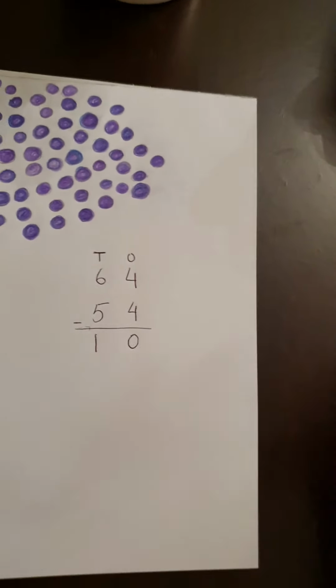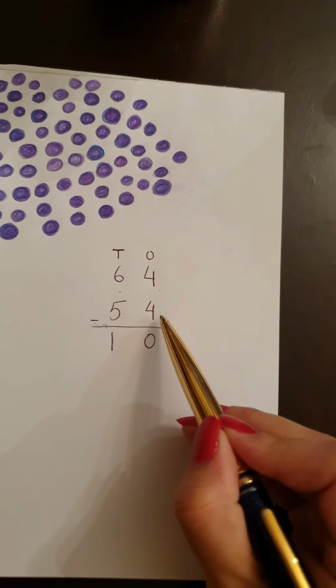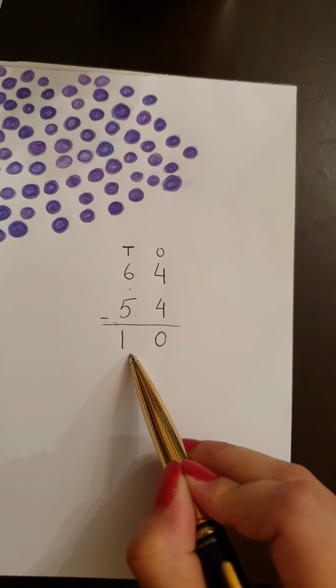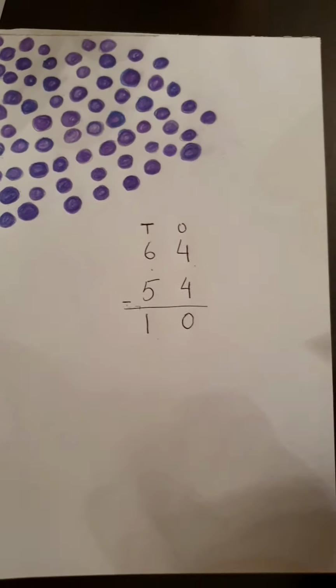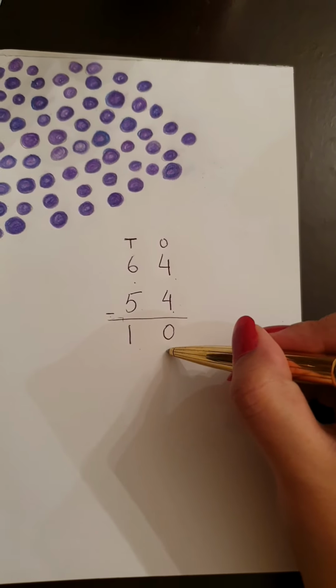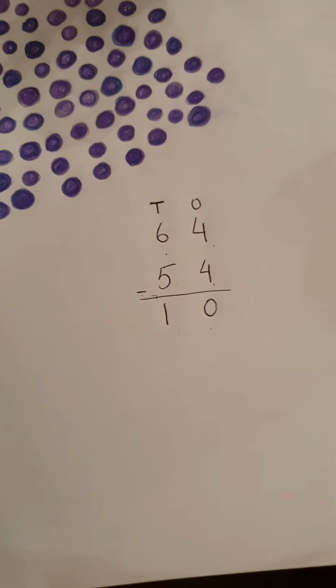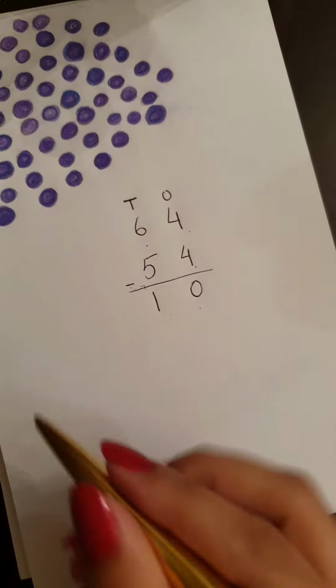Now let's see. 64 minus 54 is equal to 10. It means, guys, that I ate 54 berries and I'm only left with 10. Oh God, I ate a lot, but they're nice, right? Okay, so now let's look at another example.